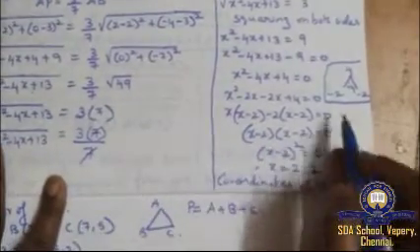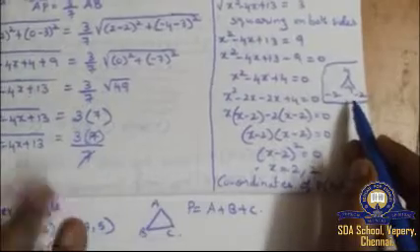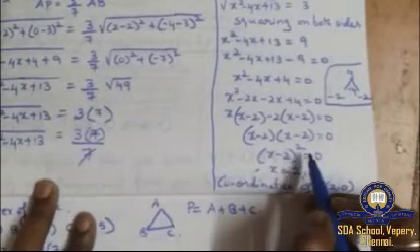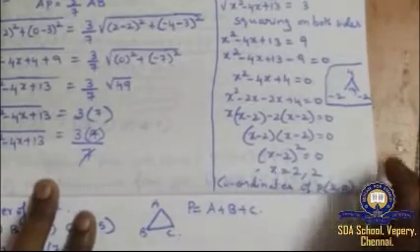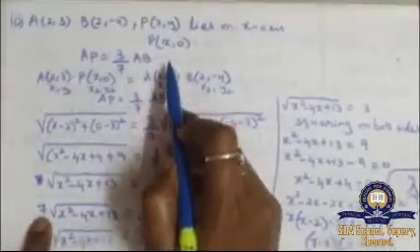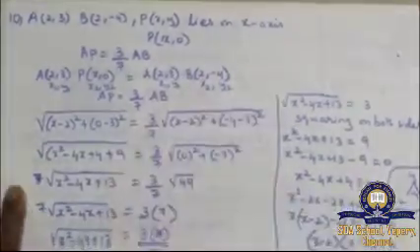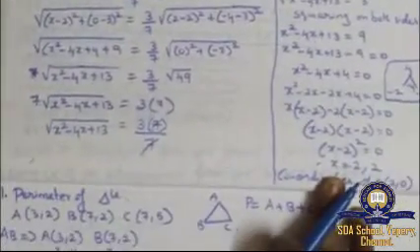After simplifying, (x minus 2) will come both times. That means (x minus 2) the whole square equals 0. So the x value is 2. The coordinate of point P is (2, 0). As we said here, P is (x, 0), and the x value is 2. That's all about the 10th question.